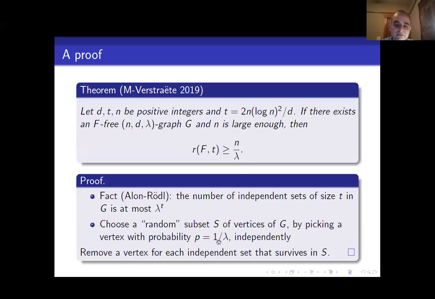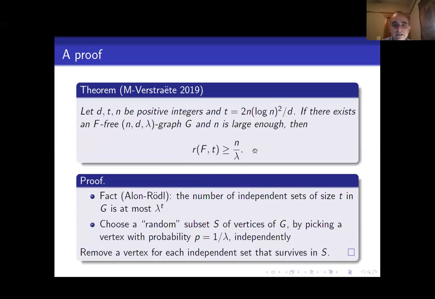So if you look at the subgraph induced by those vertices that I've picked, the n over lambda points, then essentially there are no independent sets left in that subgraph because the number of independent sets was so small. The chance that an independent set falls inside that subgraph is essentially 1 over lambda to the t. And the number of independent sets is lambda to the t, so the expected number is 1. So essentially there are no independent sets. You can delete a vertex for every independent set. So the induced subgraph on that vertex set S is a Ramsey graph with this property.